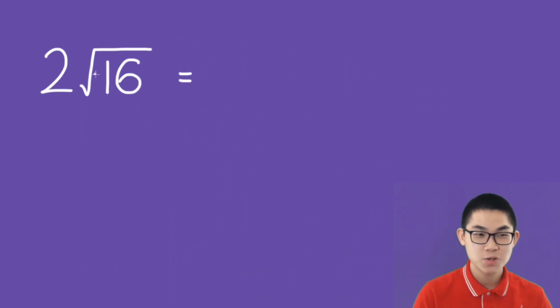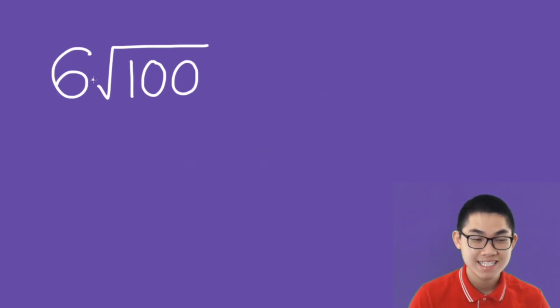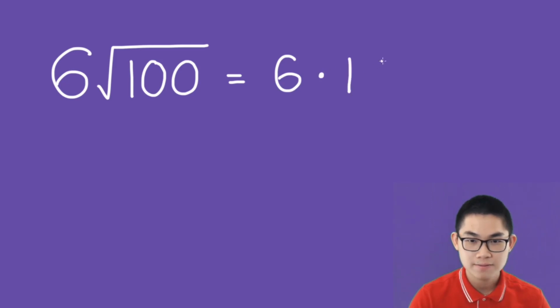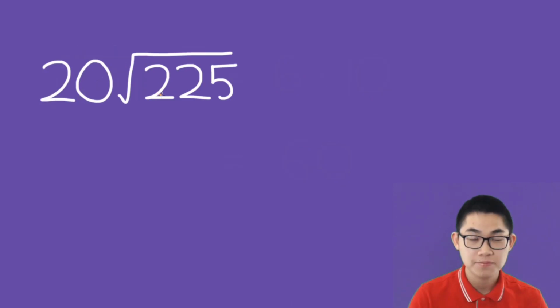What is 2 times the square root of 16? The square root of 16 is 4, because 4 times 4 gives you 16. So we have 2 times 4, and 2 times 4 would be 8. What is 6 times the square root of 100? Well, the square root of 100 is 10, because 10 times 10 gives you 100. We have 6 times 10, and 6 times 10 is 60. Well, let's draw the tree for 225.